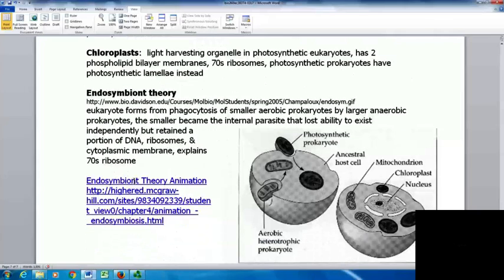The Endosymbiotic Theory is going to explain how eukaryotic cells formed from the phagocytosis of smaller aerobic prokaryotes. So we had aerobic prokaryotes that ended up being engulfed by larger anaerobic prokaryotes. The smaller ones became the internal parasite and eventually lost their ability to exist independently, but they did retain some of their DNA, the ribosomes, and the cytoplasmic membrane. This explains why the mitochondria and the chloroplasts are going to have 70S ribosomes.